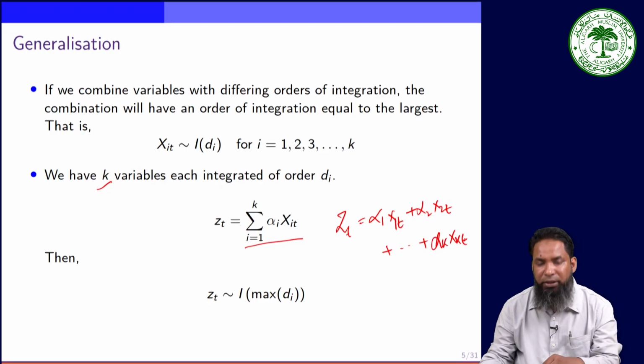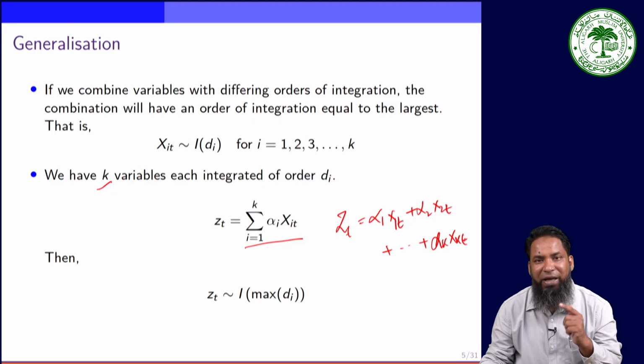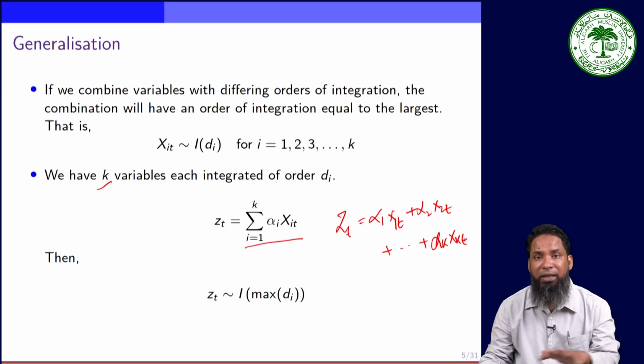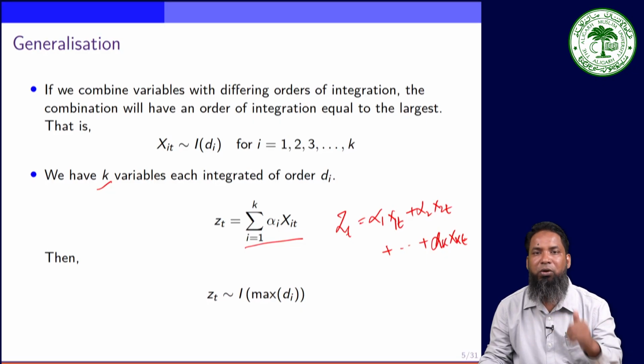Then the integration order of zt will theoretically be the maximum order of any of these variables. So let us say x1 is integrated of order 1, x2 of order 2, and x3 of order 3, and that is the maximum order of integration. Then the order of integration of zt will be equal to the order of integration of x3. That is the general rule we have: if we combine non-stationary series, the combination will itself be non-stationary.